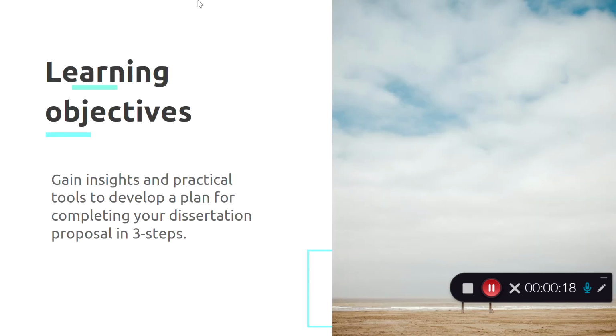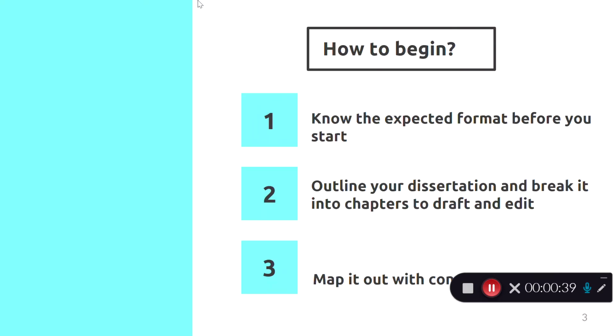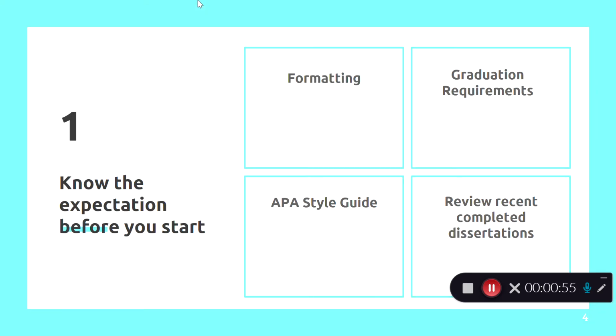Many students that I've worked with for the past 15 years or so have shared that they don't quite know how to start planning for their proposal writing so that they can be completed. I have developed this presentation to help students gain insights and practical tools to develop a plan in just 3 steps. How to begin? Step 1 is to know the expected format before you start. Step 2 is to outline your dissertation and break it into chapters to draft and edit. And then step 3 is to map it out with concrete dates.